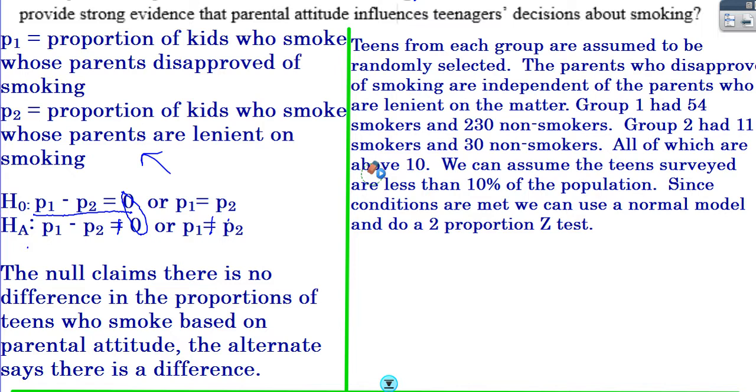So all of those are greater than 10, and then we can assume that the teens surveyed are less than 10% of the population of teenagers that exist. So all of our conditions are met, therefore we'll use a normal model and we'll conduct a 2-prop z-test.